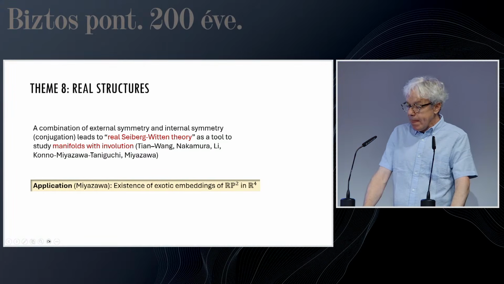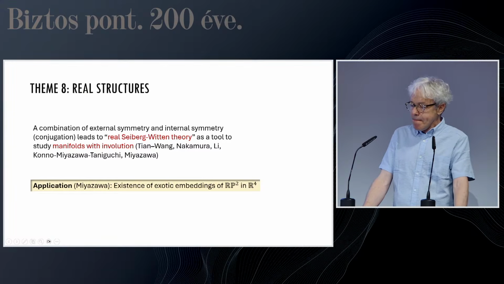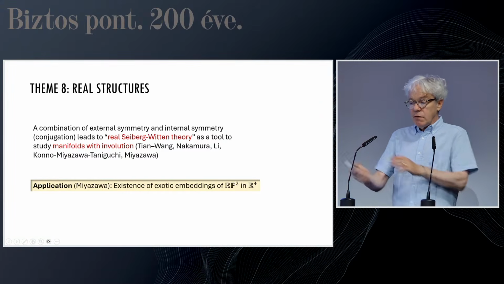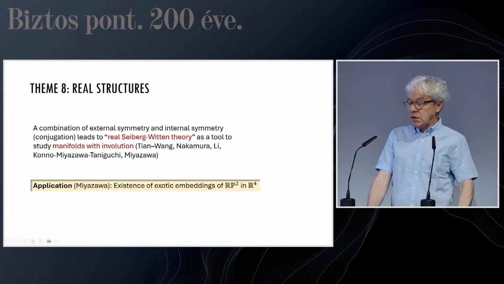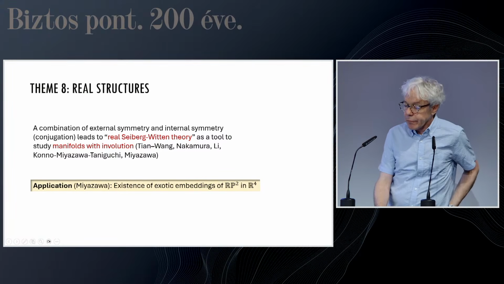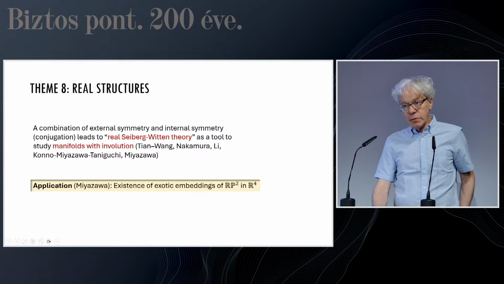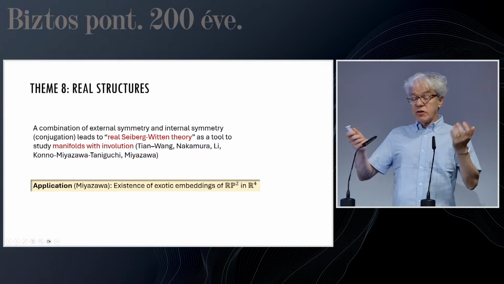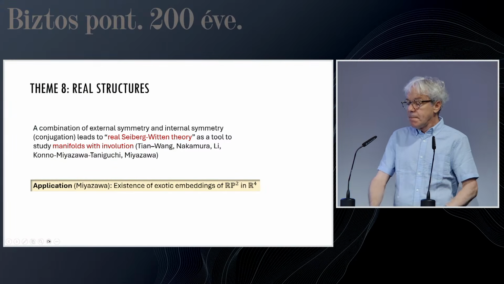Another thing that can be done with extra symmetries is incorporating real structures. Real Seiberg-Witten theory has seen recent applications. This is combining an external symmetry of an involution on a manifold with an internal symmetry, which is complex conjugation in the equations. You can think of it as a tool to study manifolds with involution, or via branch covers, you can think of it as a tool to study, for example, 4-manifolds with embedded surfaces.